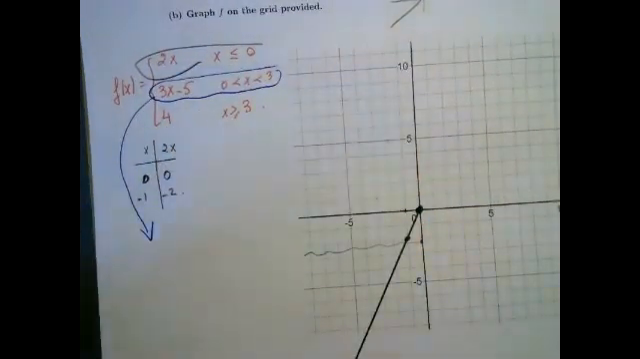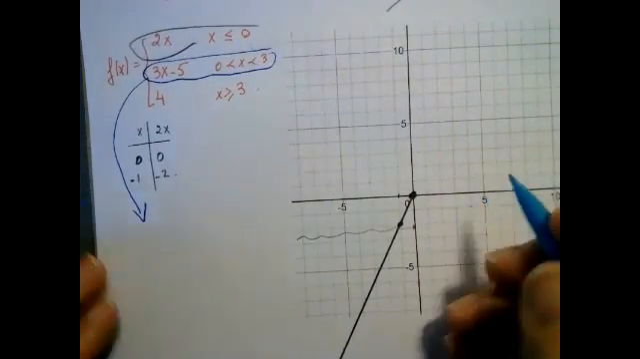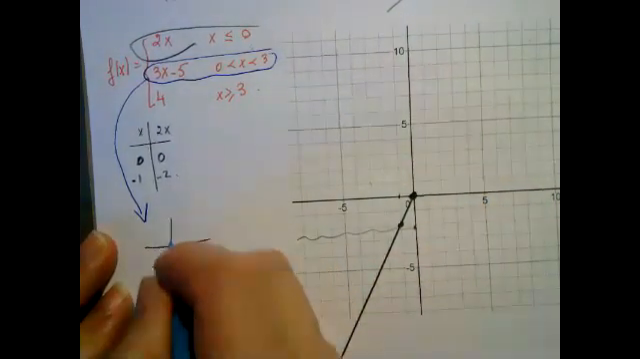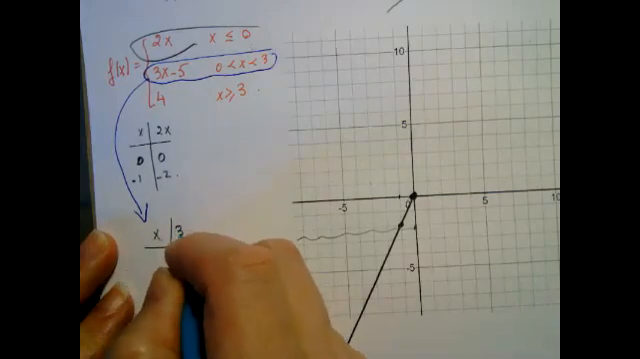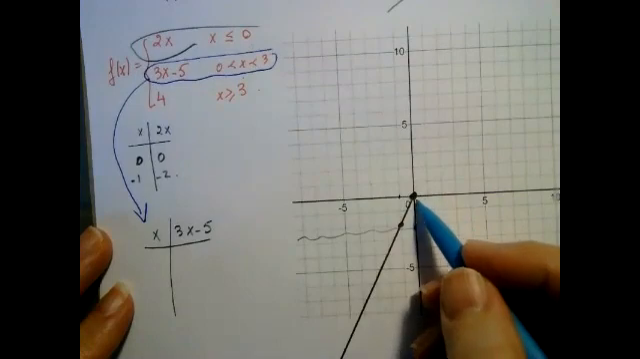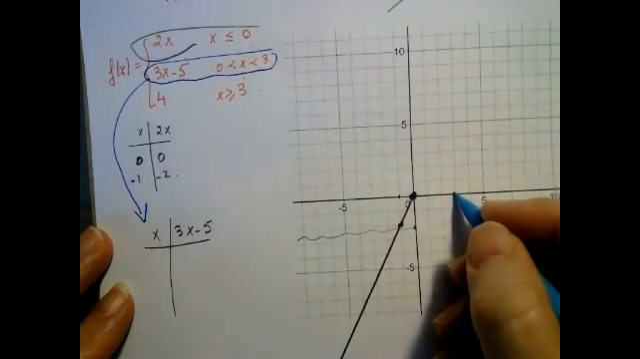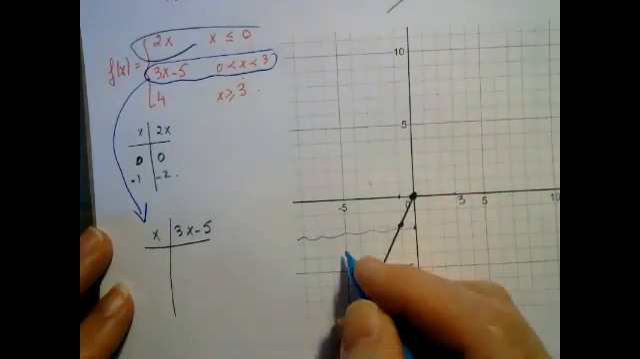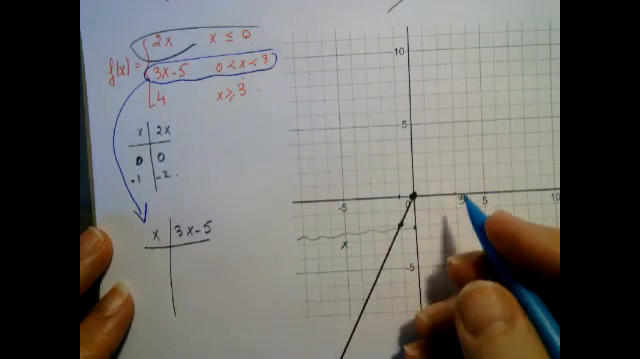Who would like to take the lead for that? We could do 1 and 2, because I have to restrict myself between 0 and 3. So 1, 2, 3. I'm going to put my 3 here. So that's x negative here.